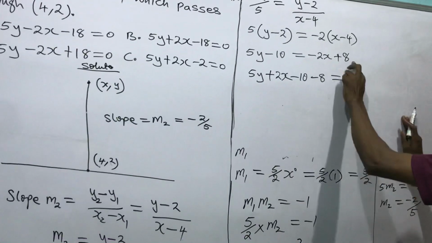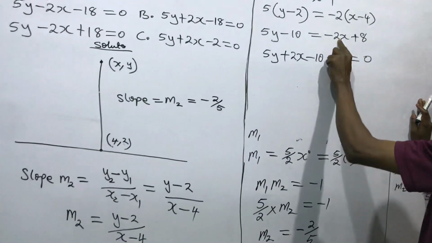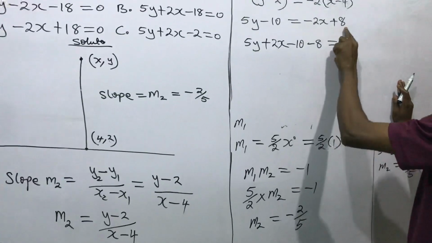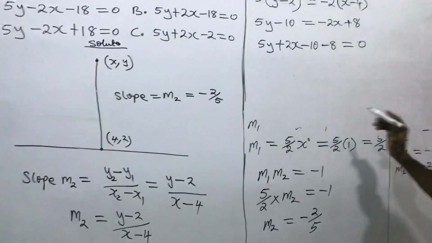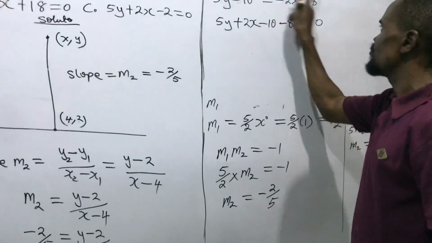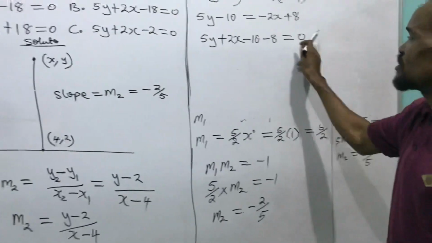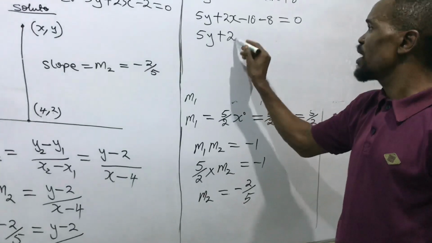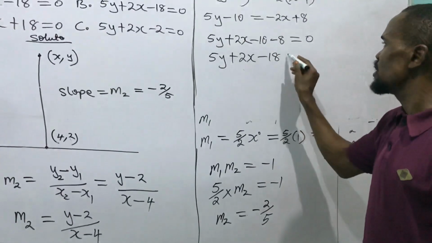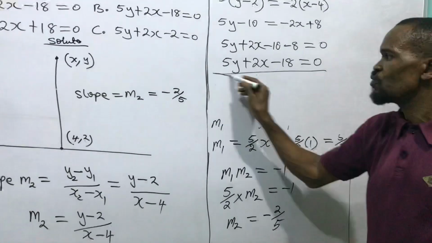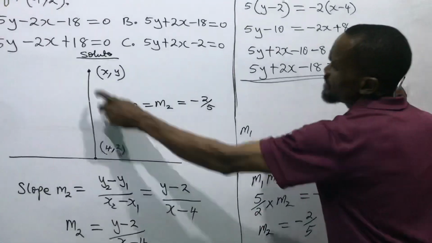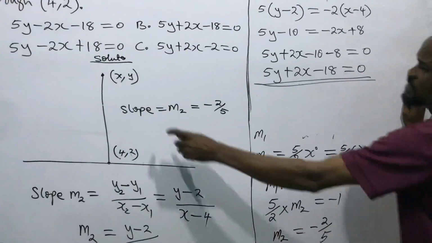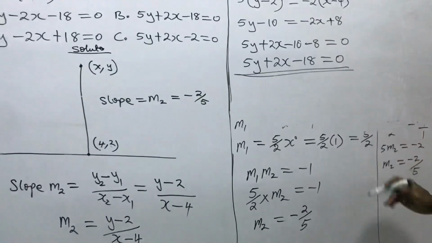You know what I did? Everything here coming over here: this one coming over becomes plus, while this one coming over becomes minus. And anything here will be 0, the only thing left here is 0. I'll have 5y plus 2x minus 18 equals 0. That's the equation of this line that is perpendicular to this one.